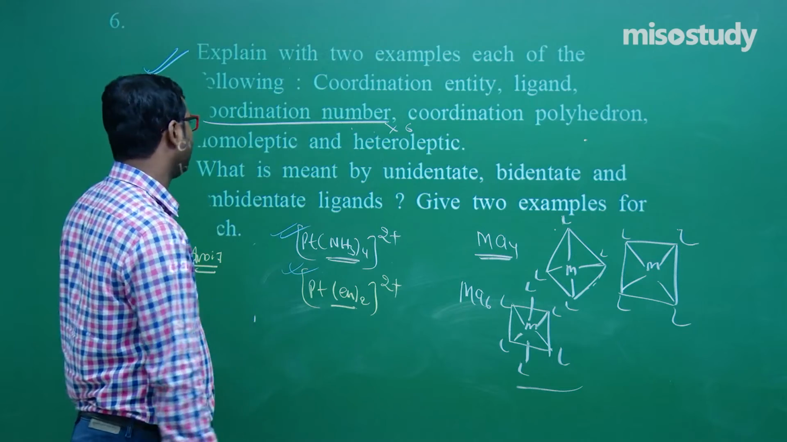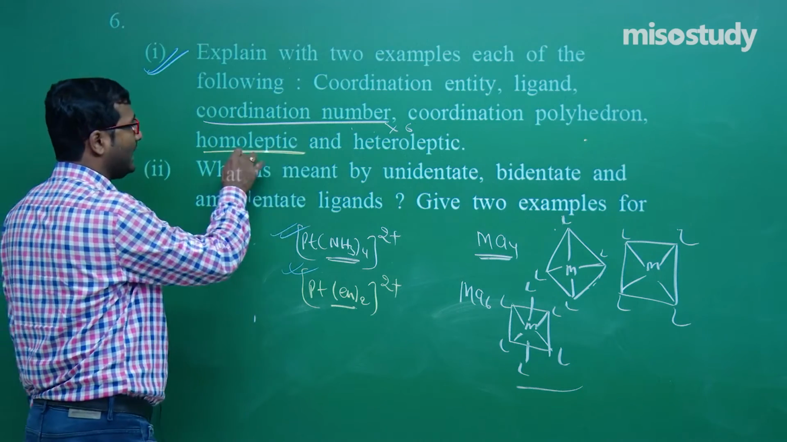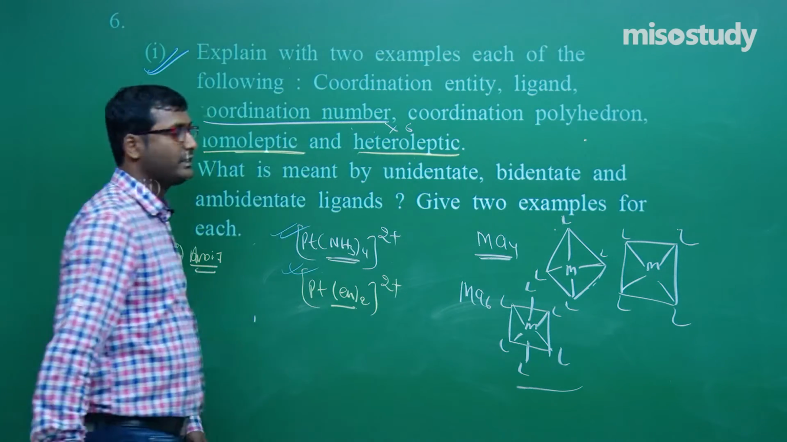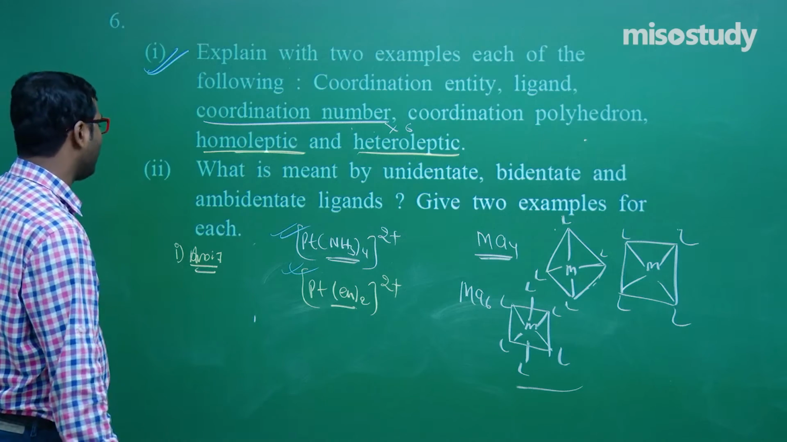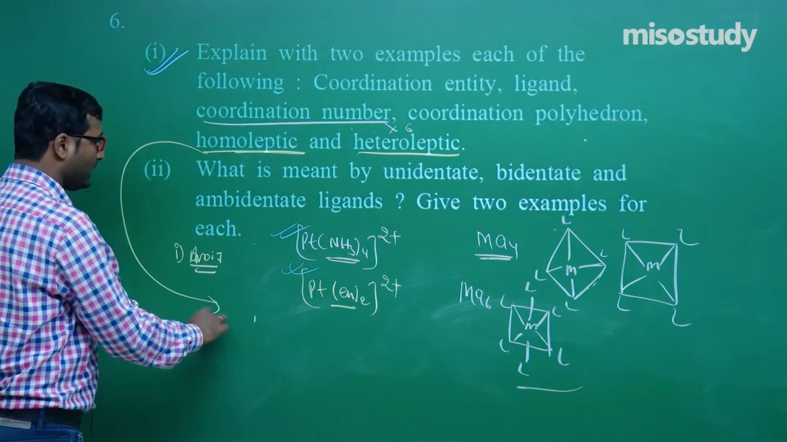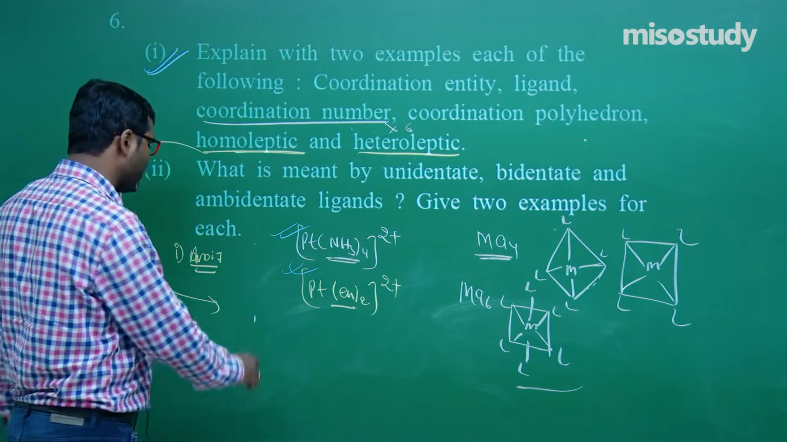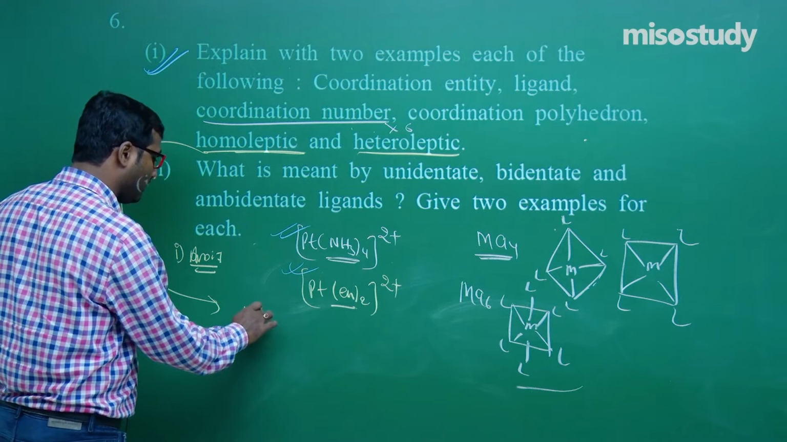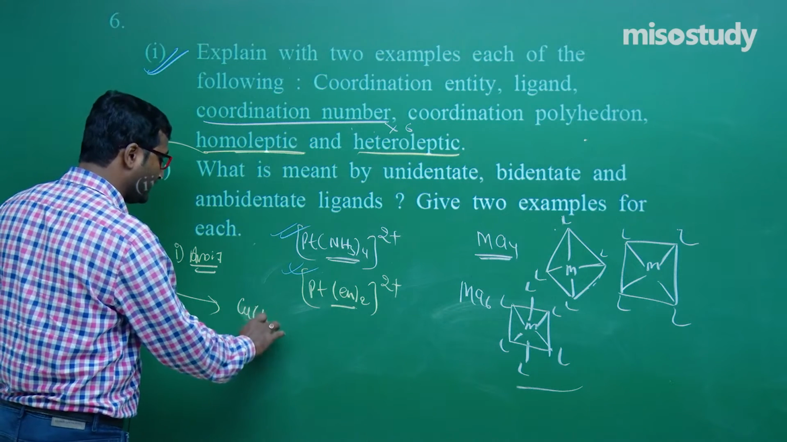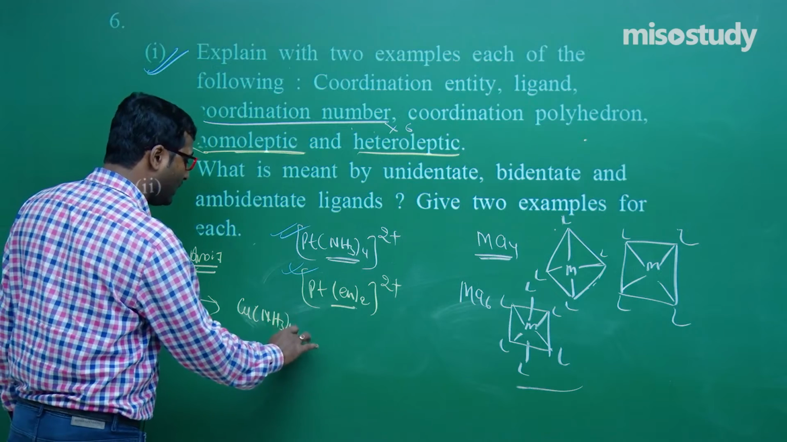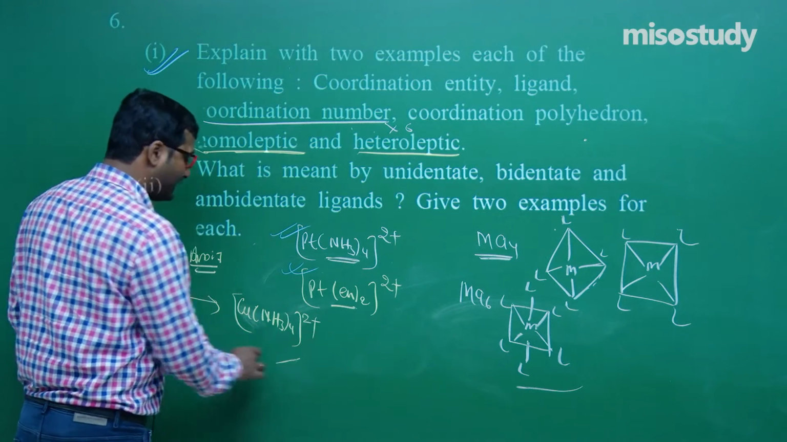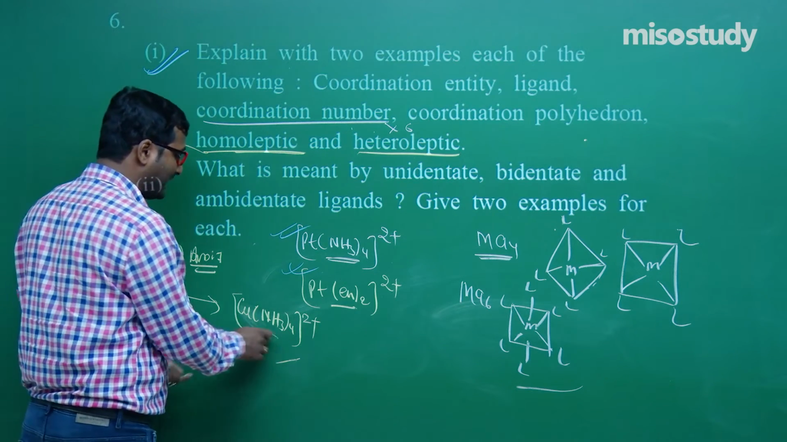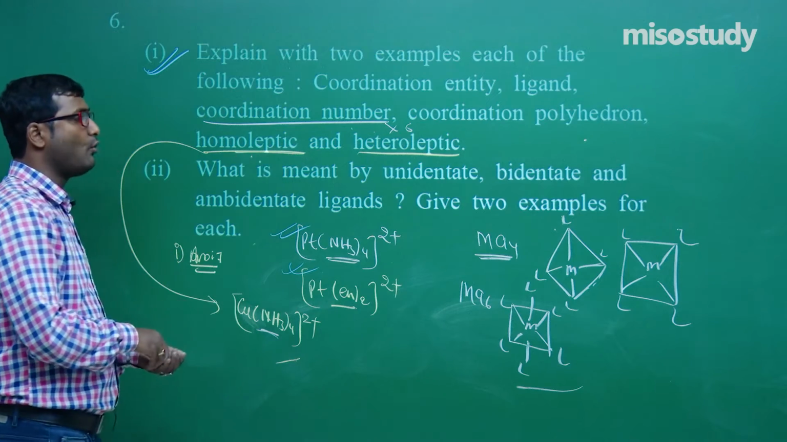That is polyhedron. Then homoleptic and heteroleptic. Homoleptic is the type of coordination compound or complex in which there is attachment of only one type of ligand, like [Cu(NH3)4]2+. This is only one type of ligand attached. So this is an example of homoleptic.